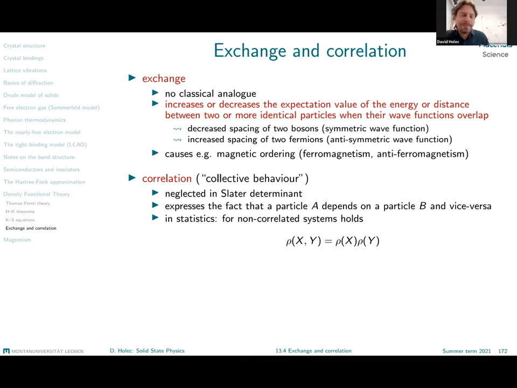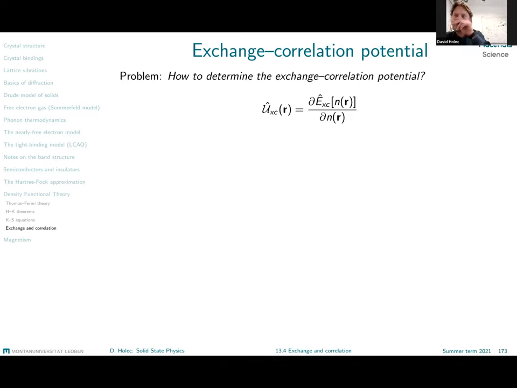genuinely does not allow for inclusion of these correlated systems. And this is the kind of interaction that we will now include in this exchange and correlation. The problem is how to get this exchange correlation potential. And one of you has very correctly stated this, that we are always pushing away our failure. And the failure is that we are failing to derive an analytical formula for the exchange correlation potential.